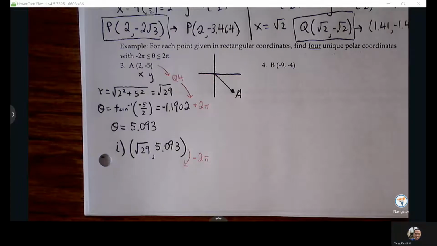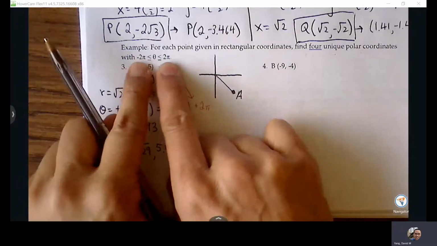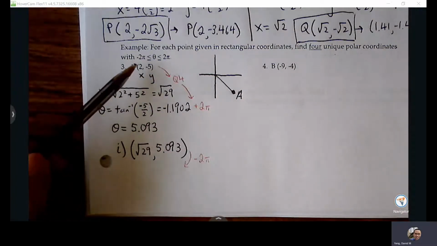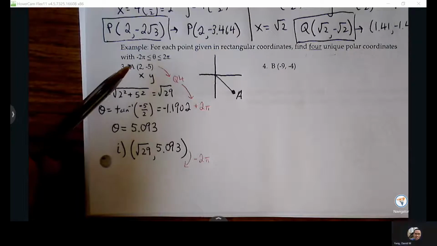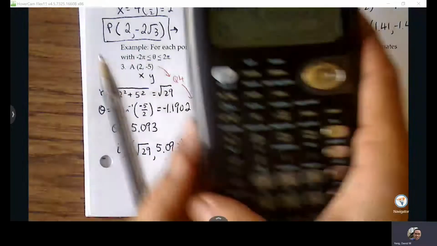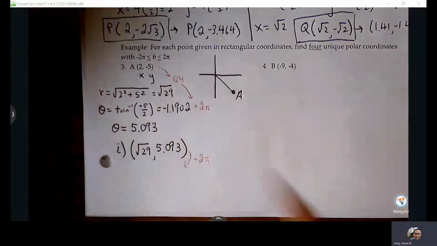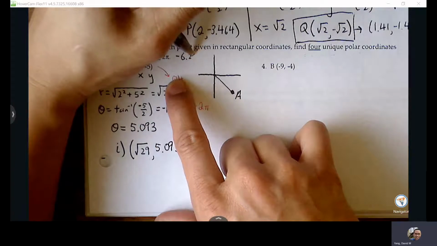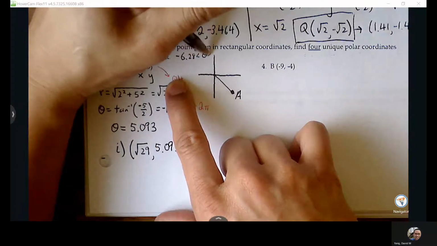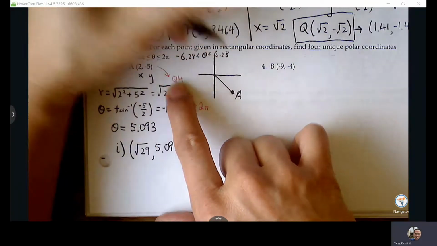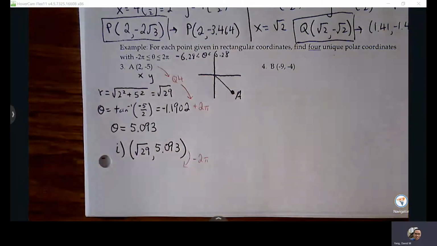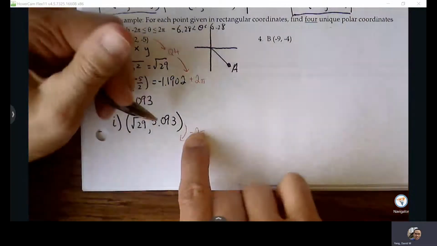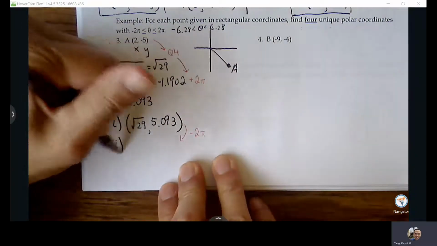Negative 2 pi and 2 pi, that's around negative 6.2 and 6.2. Just to give you some frame of reference, decimal-wise, 2 pi is 6.3 or 6.28. So ultimately, we want our theta value to be between negative 6.28 and 6.28. Okay, so if I subtract 2 pi, we should still be in that interval, right? So 5.093 minus 2 pi, we're still in the fourth quadrant, so we can still keep our radius positive.